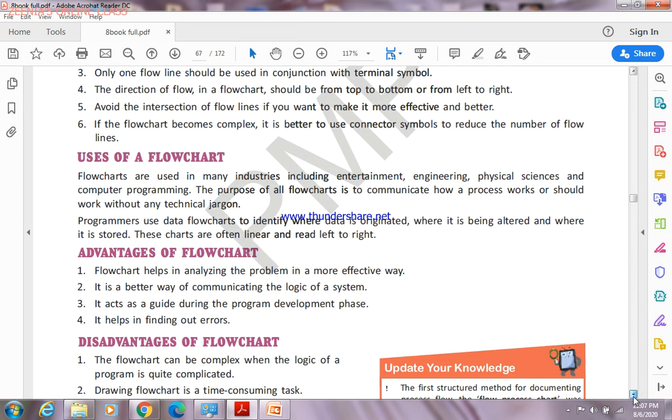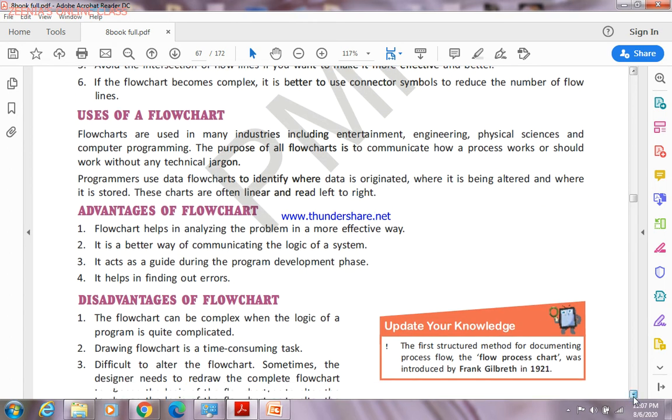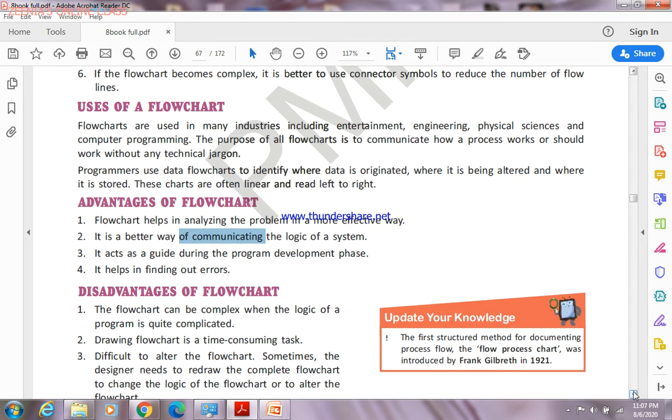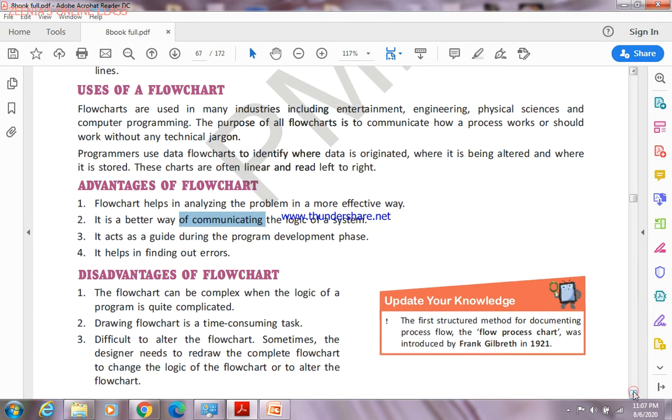So these are the uses. Advantages क्या हैं? फ्लो चार्ट हमें किसी भी प्रॉब्लम को एनालाइज करने में हेल्प करते हैं more effective way में. It is a better way of communicating your logic. जो आपने प्रोग्राम बनाने के लिए सोचा है, वो आप एक डायग्राम की तरह प्रोसेस बना लेते हो, तो it becomes very easy to explain it to others.